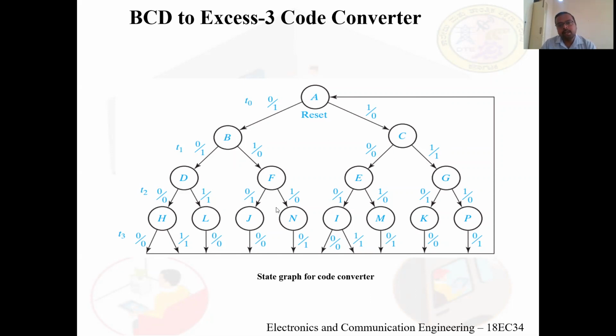Now, looking at the state graph, we can come up with a state table. Now, how do you come up with a state table for this one here? Now, what we have is state A. When the input is 0, the output will be 1.